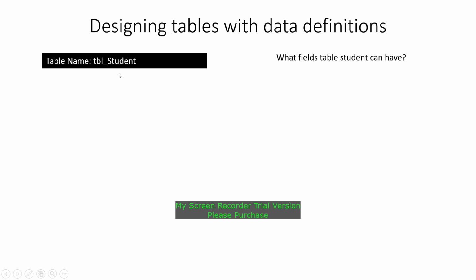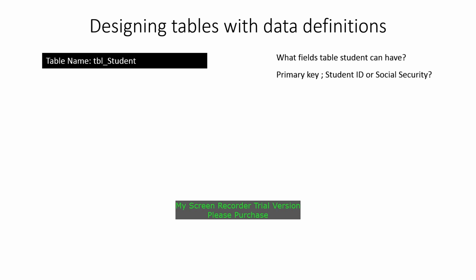Next, what fields can table student have? So we have to think, and as designers we have to be inclusive. We have to think of some properties of a student which we will want to store in our database. For example, first we need to have a primary key. As we discussed before, the primary key is a very important part of any database. This is something which will identify each student in our table.